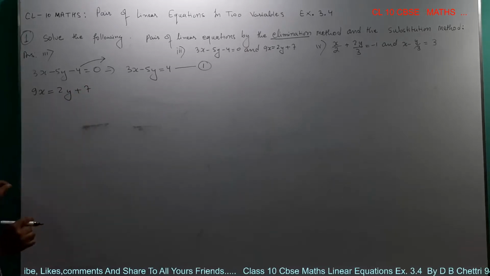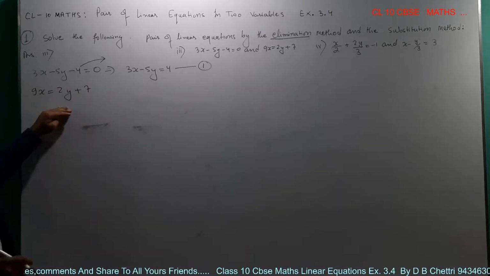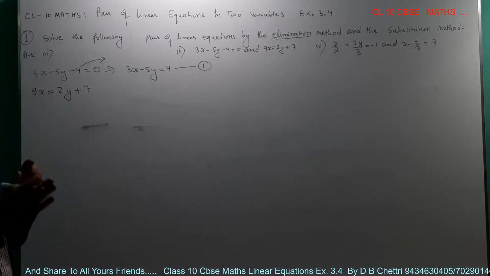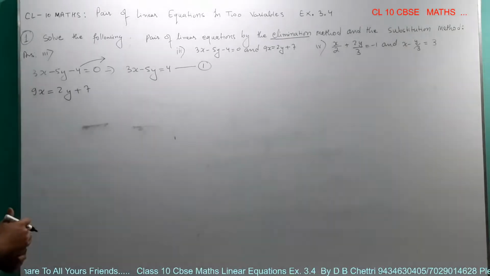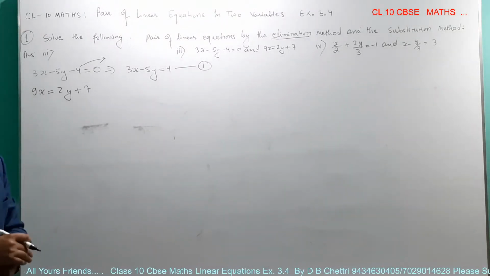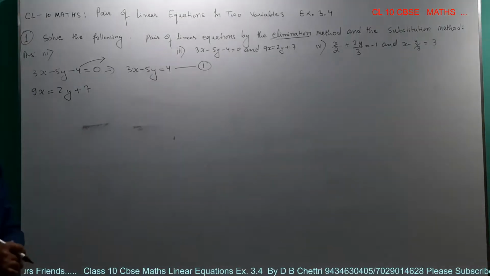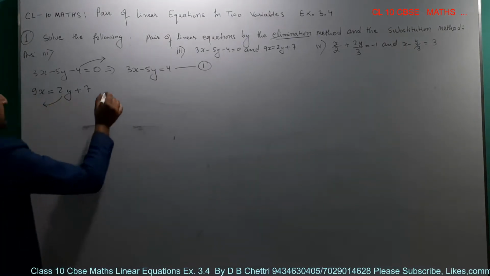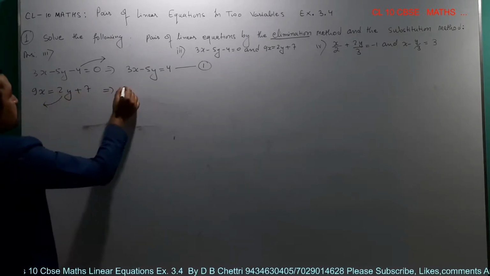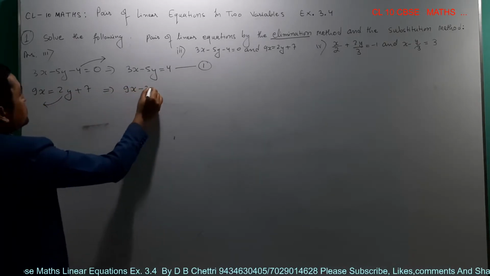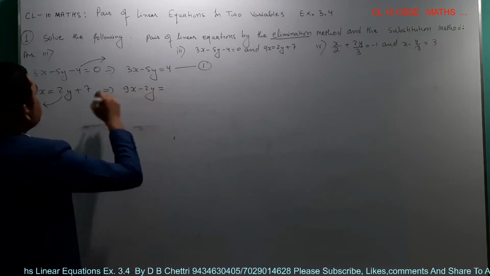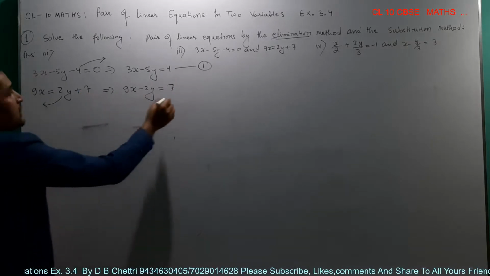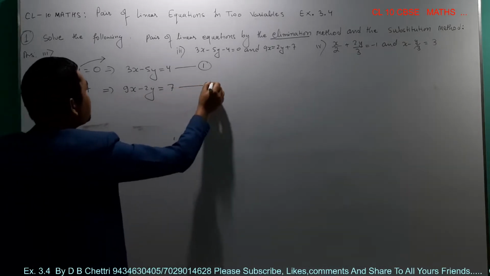Okay, that means the equation is kept randomly. We just need to rearrange it. While you rearrange it, keep the variable terms on the left hand side and the constant terms on the right hand side, which is easy to solve. Now I am taking this variable to the left hand side, and this equation changes to 9x minus 2y equals 7. Now we can mark this as equation 2.